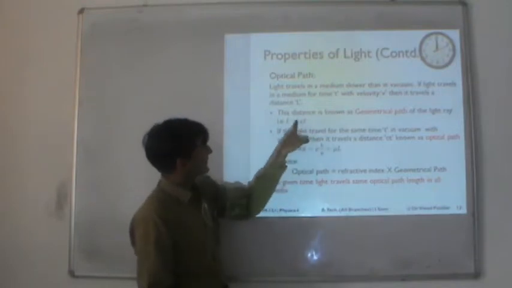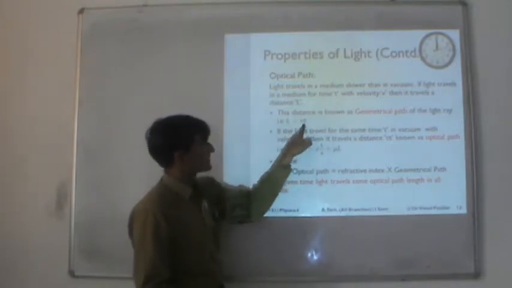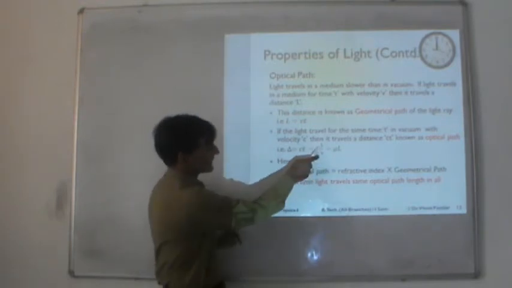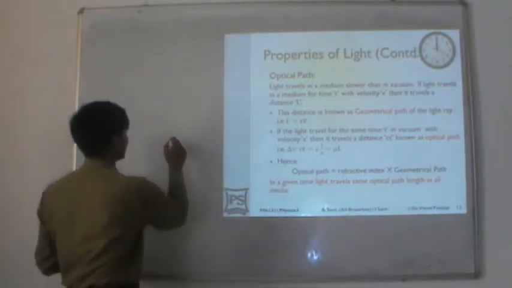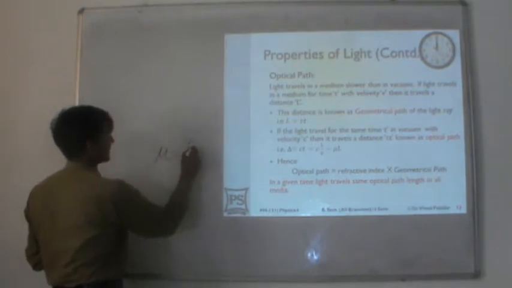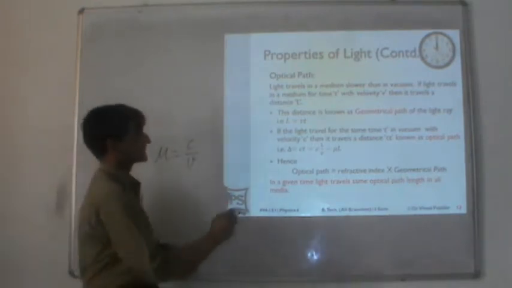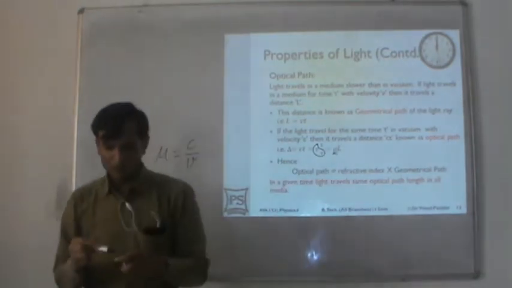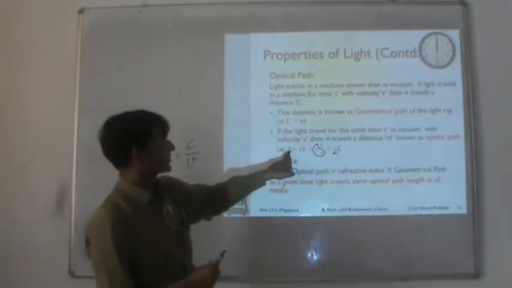Now this t we can replace from this expression. So this is L by v here. And if I consider this c by v as a combination, because c by v, you know, mu, is the refractive index. So this c and this c, it can be termed as mu. So this becomes a general definition of optical path.